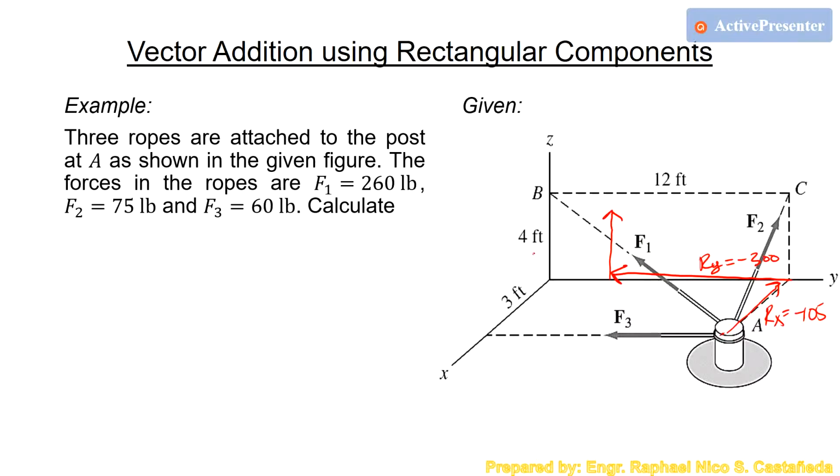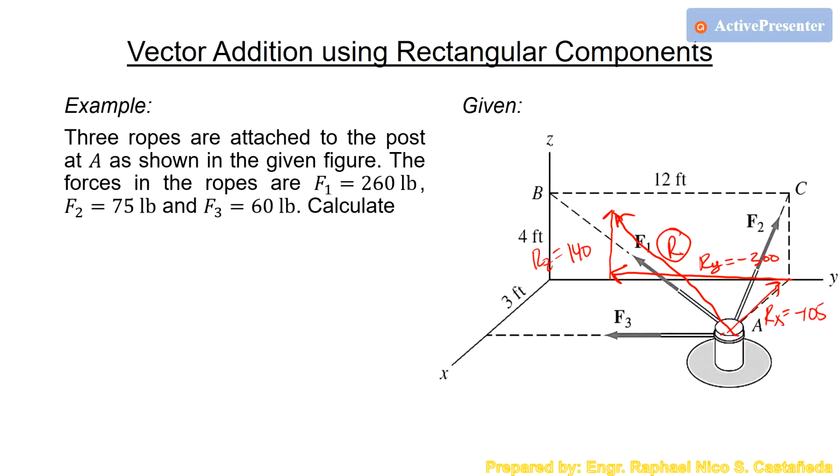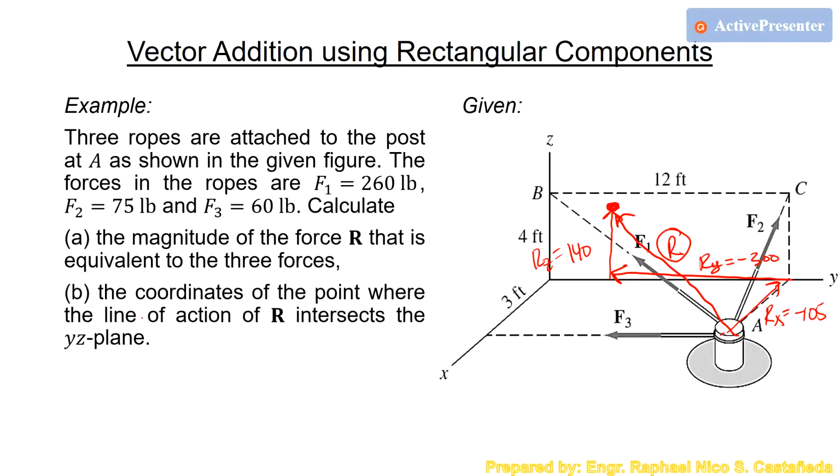So this is Rz, positive 140, I believe. So this is the components of R. So if we draw R, it will look like this. This R right here will intersect at a particular point in the YZ plane. So the question is, what are the coordinates of that particular point?